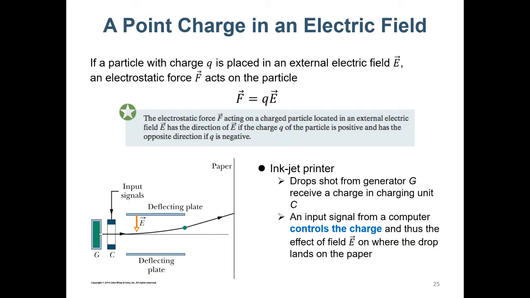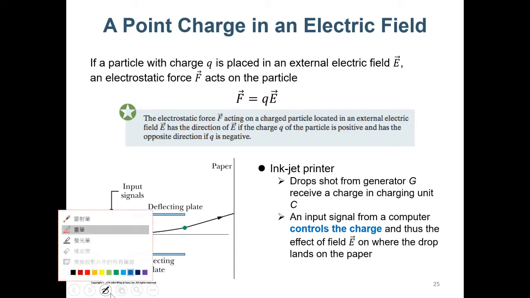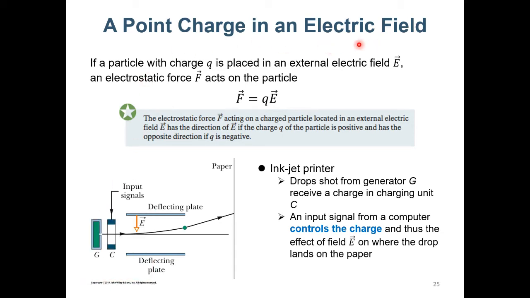So next, we talk about the point charge in an electric field. If a particle with charge Q is placed in an external E field, an electrostatic force acts on the particle, F equals QE. At the beginning of this chapter, we defined the E field by the electrostatic force. And now we know that we can generate a constant E field. So if we place another charge in this constant E field, of course it will have a force.